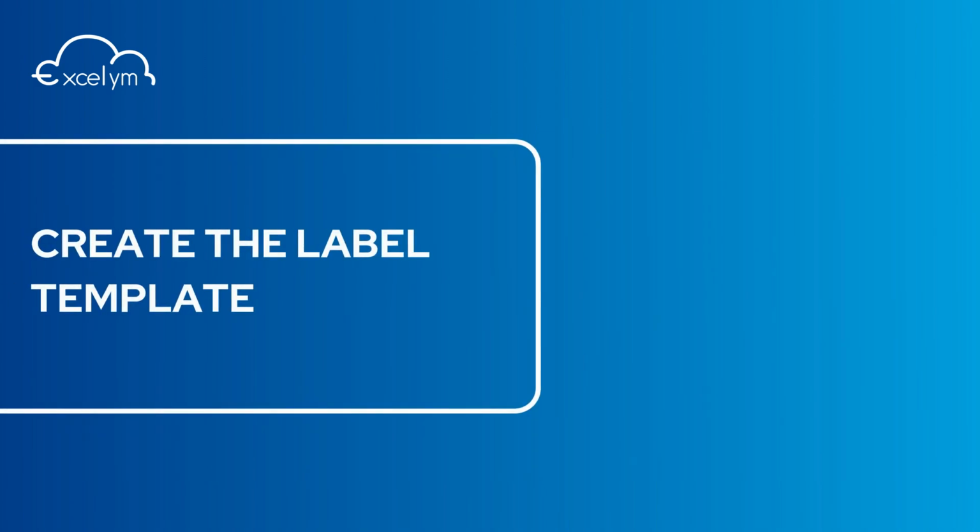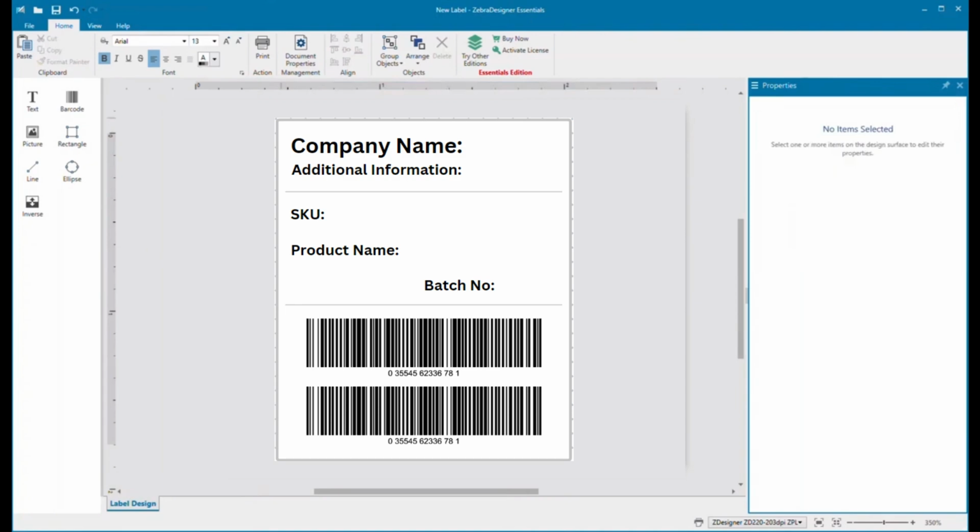First step, create the label template. We need to create a label template in SPPL format. To achieve this, you will need to have the Zebra Designer app connected to a Zebra printer to generate the SPPL file. Ensure your label template design includes the fonts used in any images, if applicable. This process is crucial for creating customized labels efficiently.